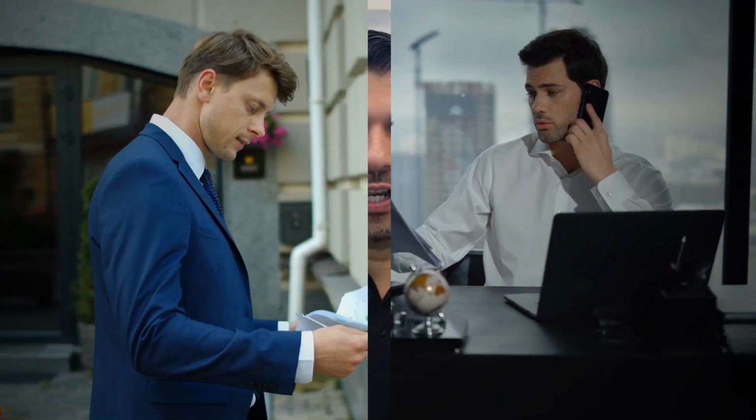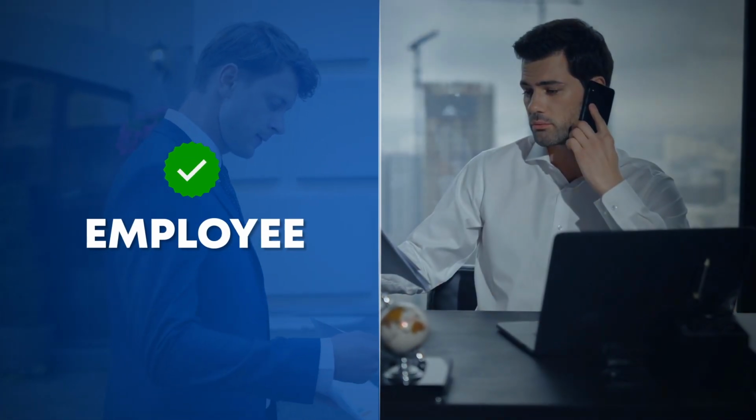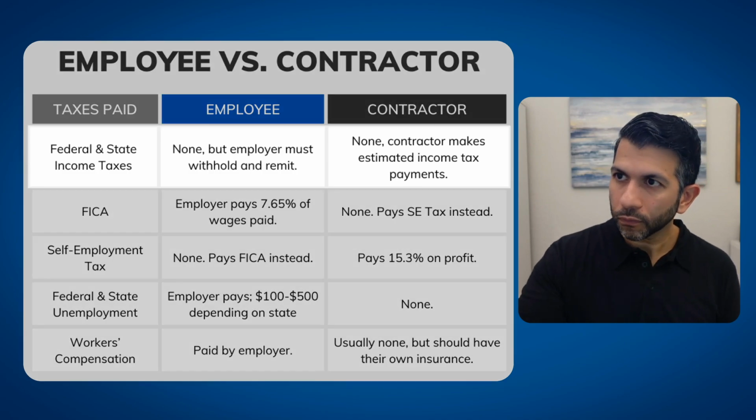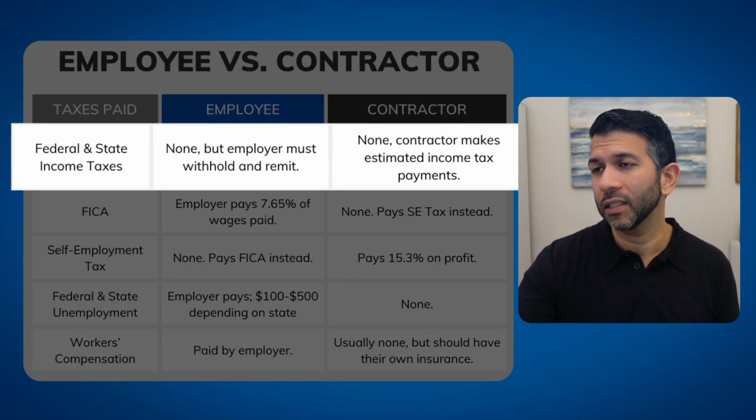All right, now that you know how you're classifying this individual, you might say, okay Navi, I understand now, I definitely have an employee and not a contractor, but can you tell me what are the taxes that I need to pay regardless? What if I want to hire one employee and one contractor to do this job? What are my responsibilities? Okay, so let's look here. Federal and state income taxes.